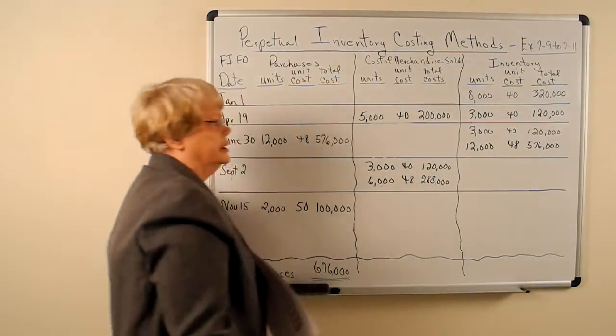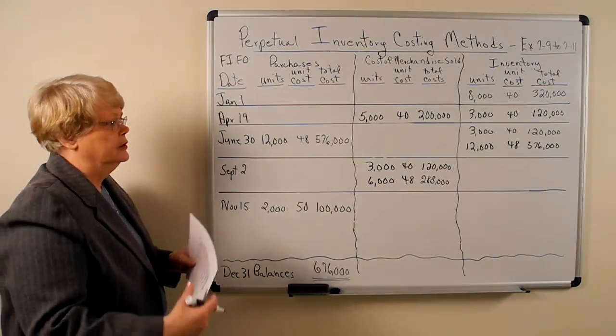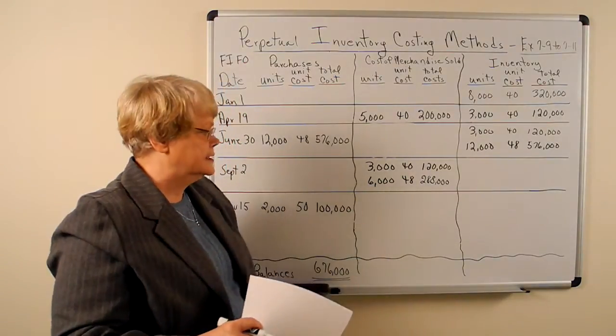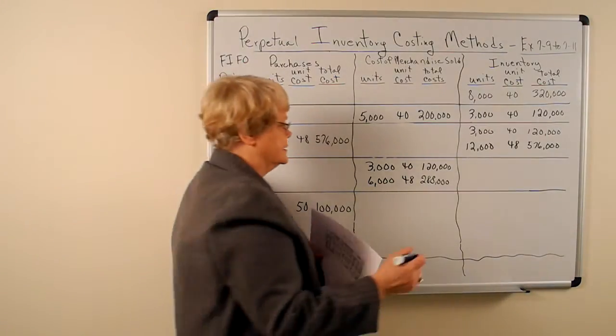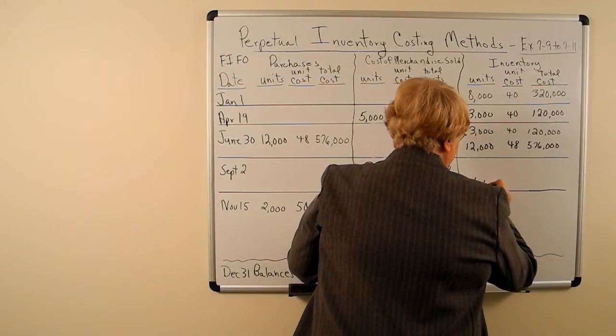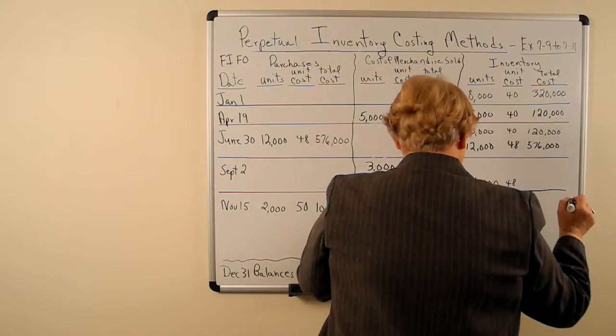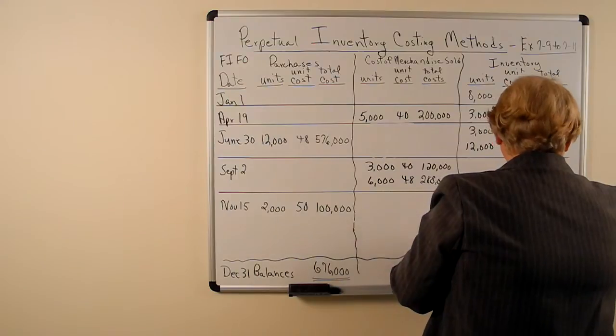Okay, now when we get over to what's left in inventory, we do not have any of this layer left. So we look at this layer, we took 6,000 from it, we have 6,000 left at 48. So now we're back to one layer. And that's 288,000.